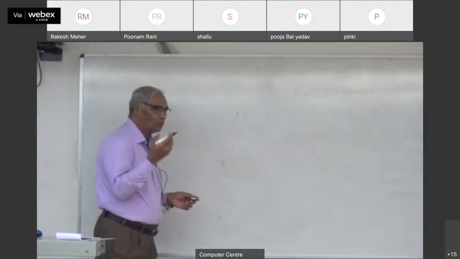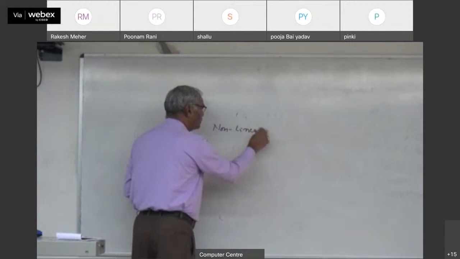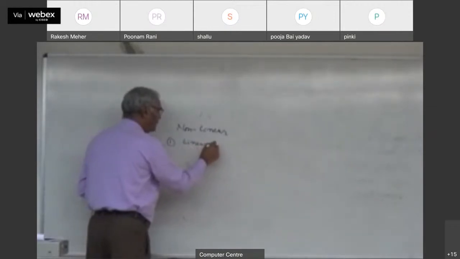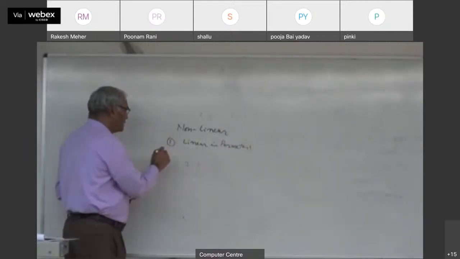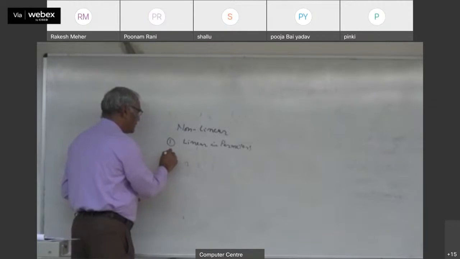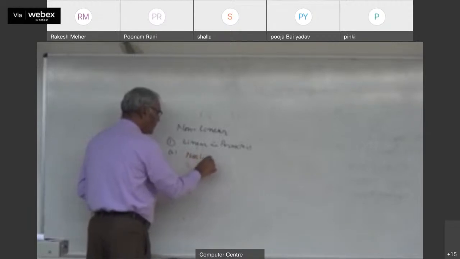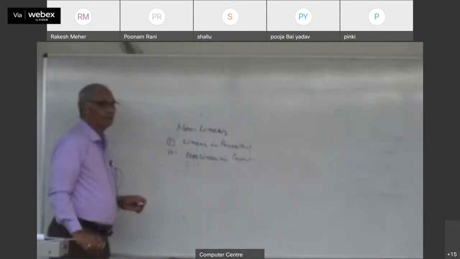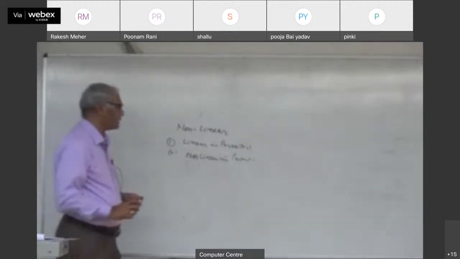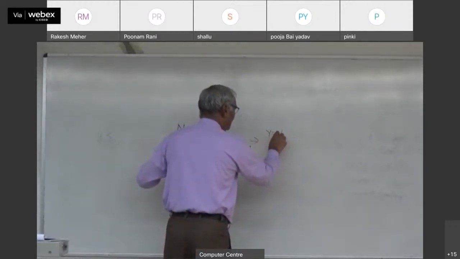Okay. So now there are two types of non-linear relation. One is linear in parameters, and second is non-linear in parameters. These are the two types of relation. So, an example here: suppose you assume that y is a function of x.